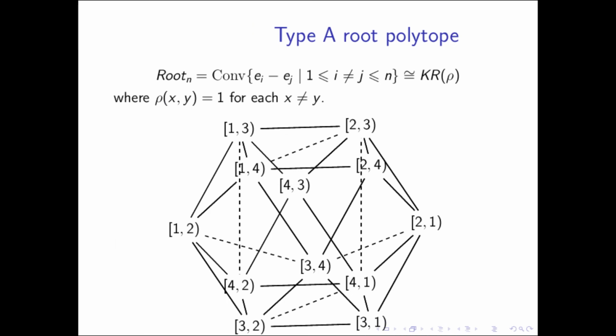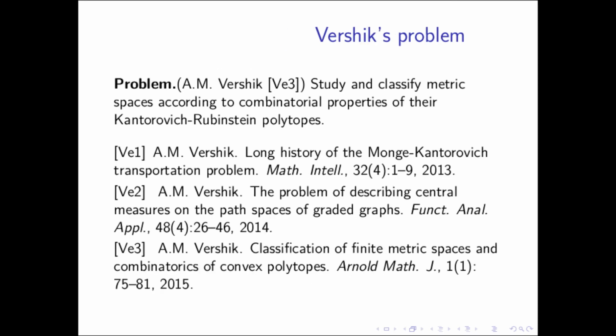This is just an example. If you take a metric where all points are equidistant, then the Kantorovich-Rubinstein polytope is a classical object. It is the convex hull of all the roots in the type A root system, and it's not difficult to draw a picture in this one-dimensional case.